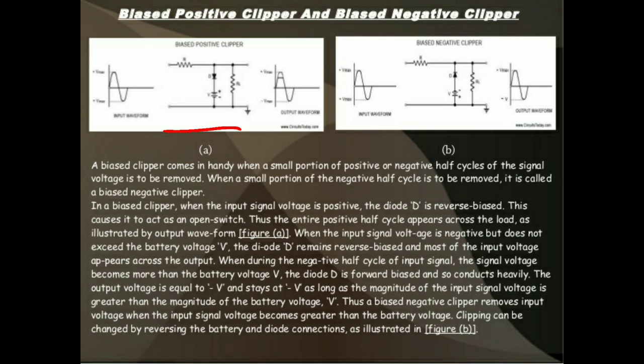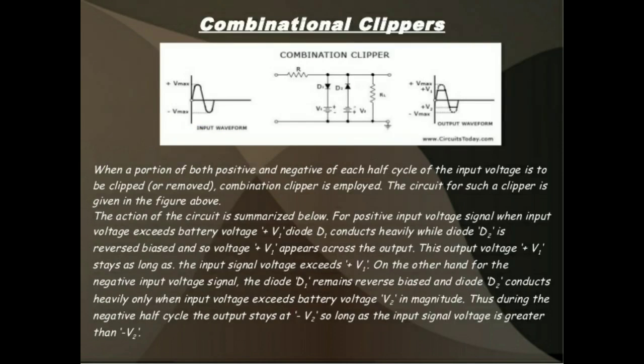Important note: the reference voltage is fixed at some voltage. That voltage only will appear at the output. The remaining voltage will be clipped off. That is the biasing. So these are the positive and negative biased clippers. Next one, combination of clippers.